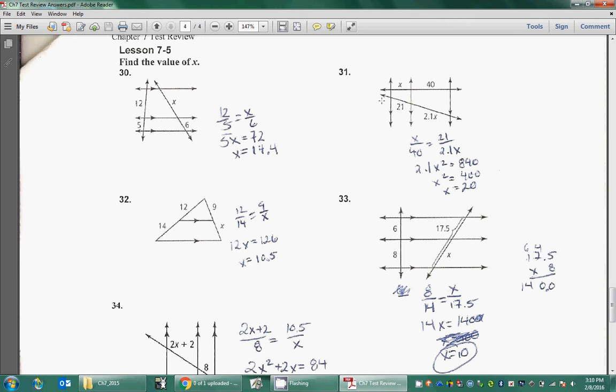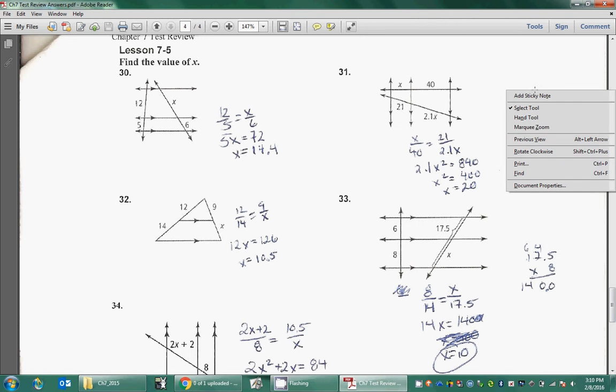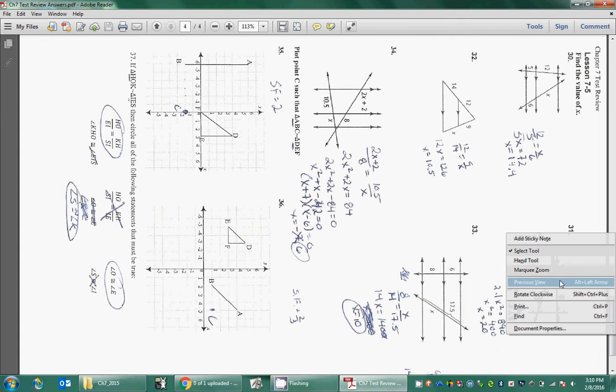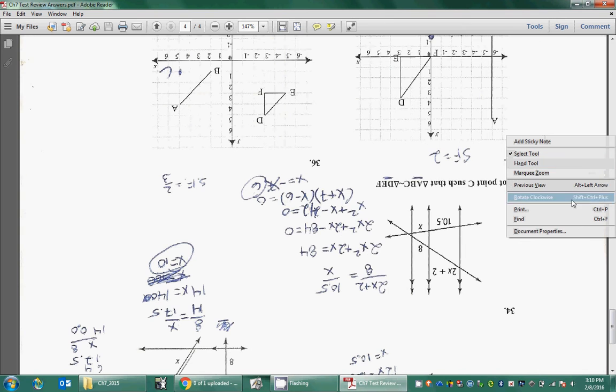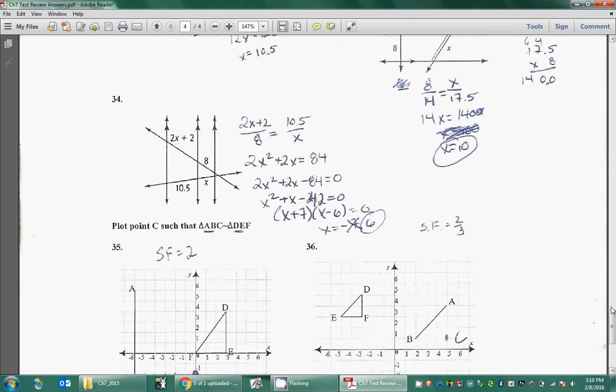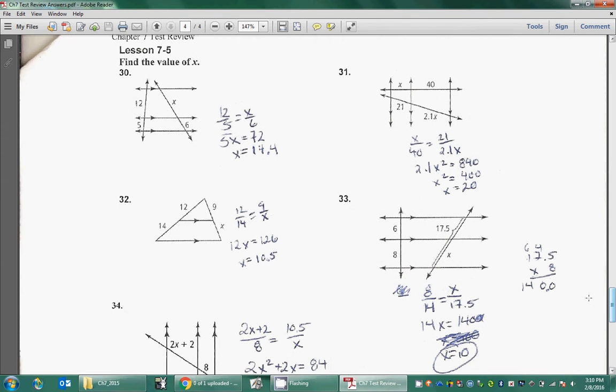For 31, you notice it's kind of sideways. Let me rotate it here. So, the parallel lines were sideways, so I went ahead and just rotated my paper sideways. So I've got x over 40, you'll notice that right here, is going to equal 21 over 2.1x. Okay, so you're following the same process as 30. x over 40 equals 21 over 2.1x, cross multiplying.